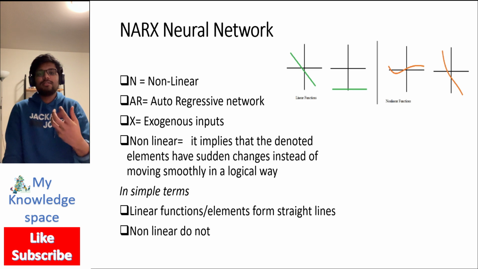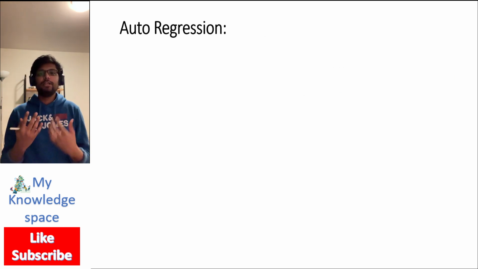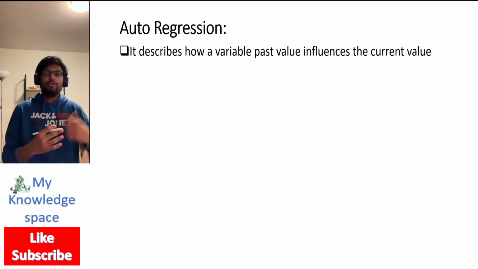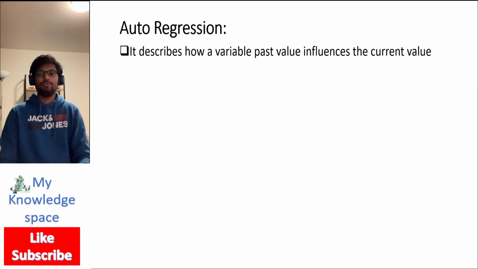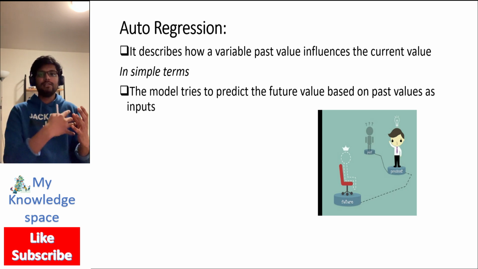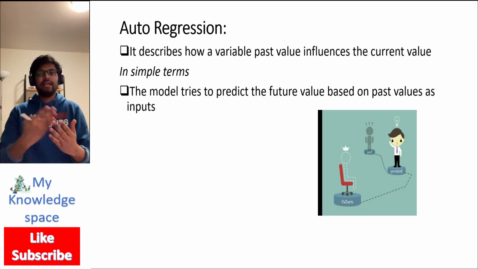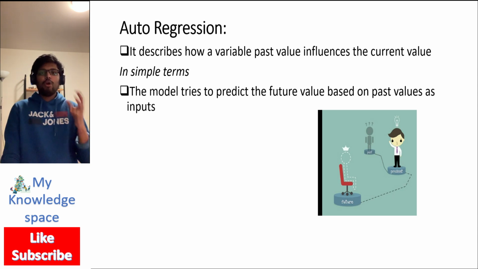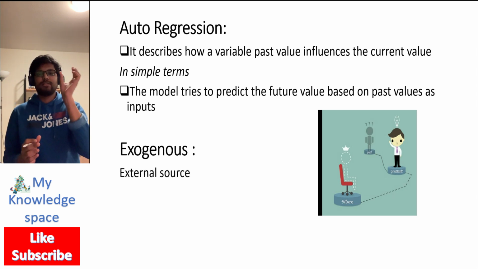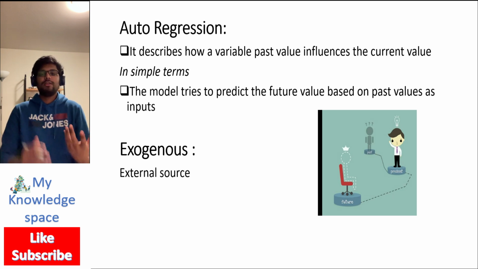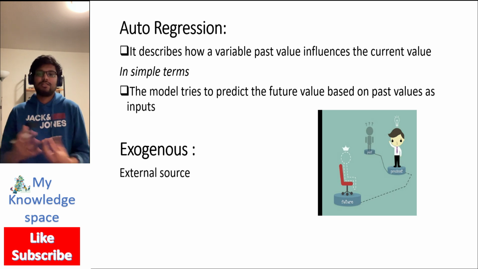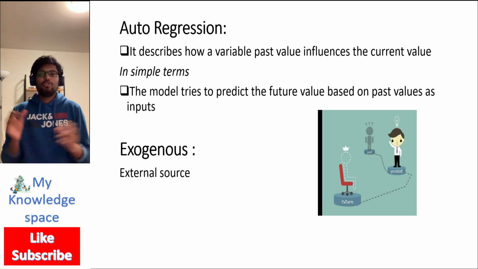Let's get into what autoregression means. Autoregression takes into account the past values and determines how these past values influence our present values. In simpler terms, autoregression allows the model to look into the past and try to predict the future, which might be either the current values or the next day's values. What does exogenous mean? We've already seen what nonlinear and autoregressive mean. The general term exogenous means external source or external agents. In terms of modeling, these are the external elements which are given to the model. So this is the basic definition of NARX neural networks.